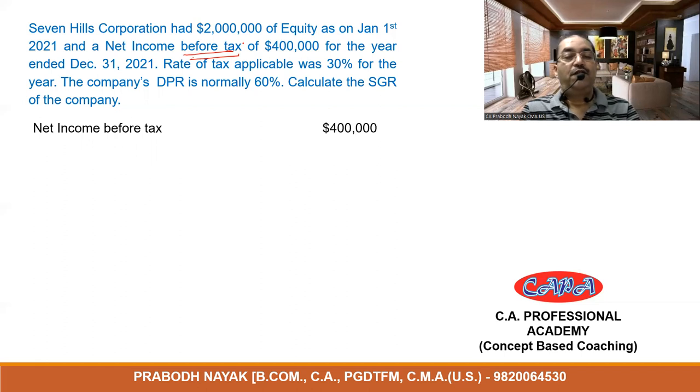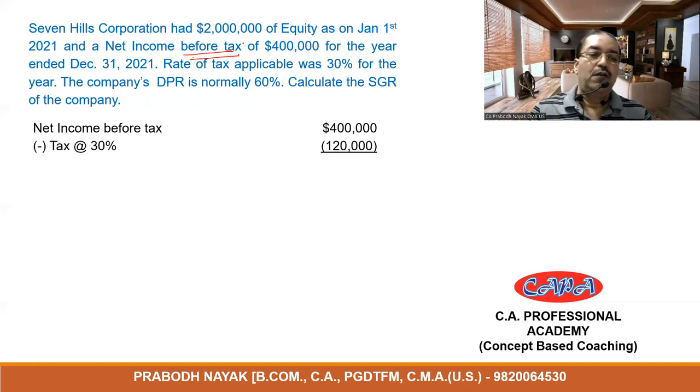Net income before tax, $400,000. I always go as per the format of my income statement. First, what do we do? Minus tax. So minus 30% tax, 30% of 400 comes to $120,000. Net income available for common stockholders is $280,000. Why? Because preferred stock is not there. So whatever is a profit after tax is fully available for common stockholders.